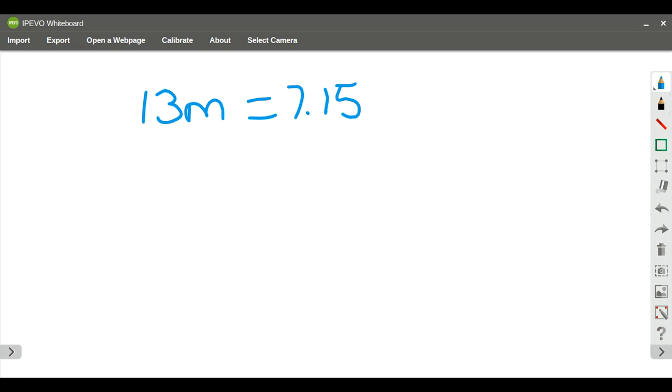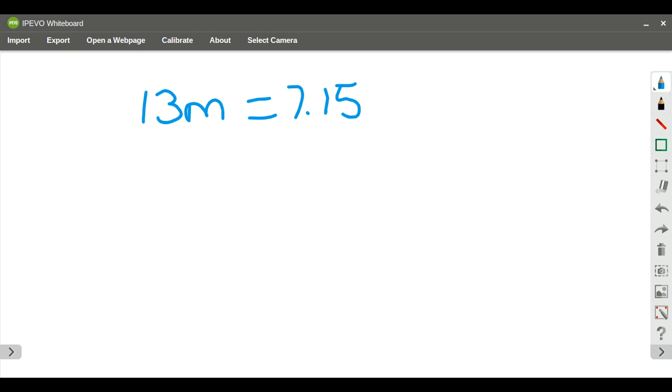So the first problem that we're going to take a look at is on page 368. It says Molly bought these oranges for $7.15. She pays the same amount for each orange. Let M equal the cost of each orange. Solve the equation 13M equals $7.15 to find what Molly paid for each orange.